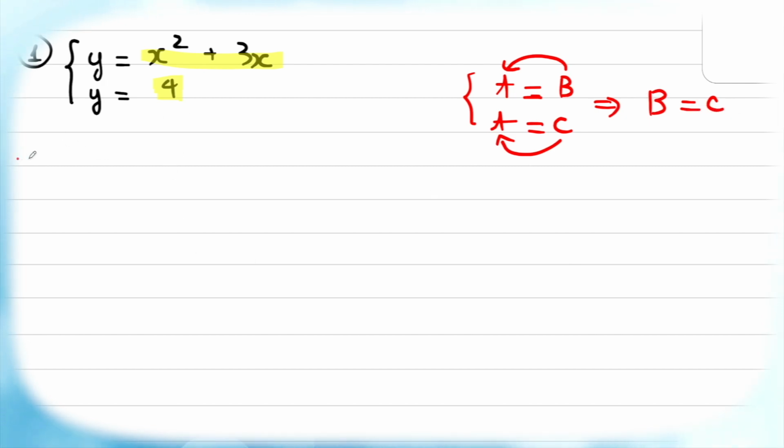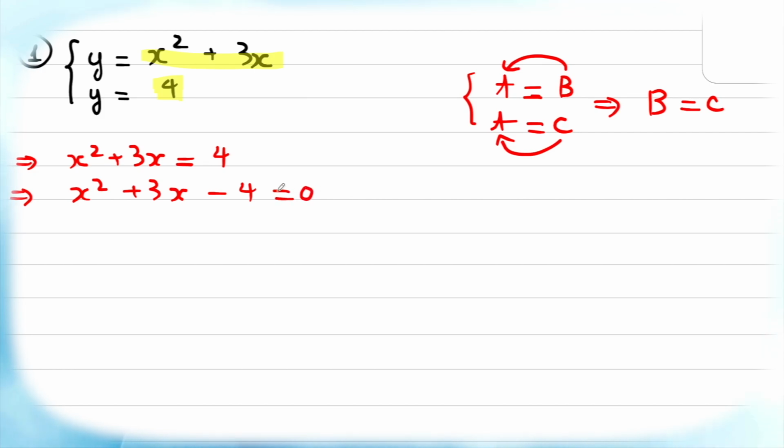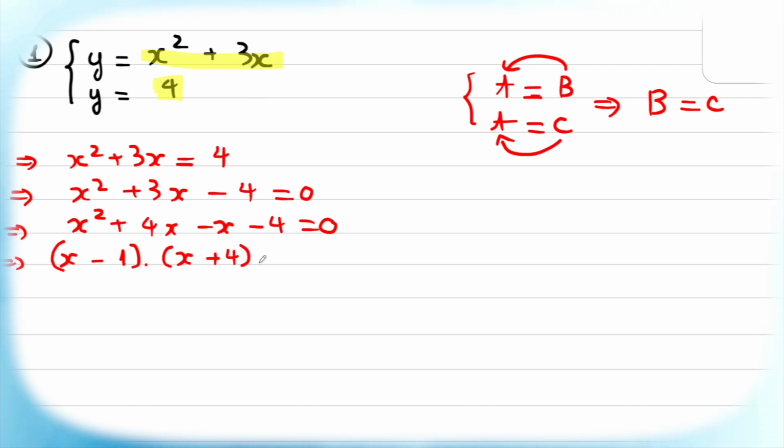So from the simultaneous equation, we can convert this to the form x squared plus 3x equal to 4. That's very easy, right? Then we can convert this to a quadratic equation by transposing 4 from the right hand side to the left hand side. Now we use the factorizing method to solve this question: x minus 1, and then x plus 4, equal to 0. So x equal to 1, and x equal to minus 4.